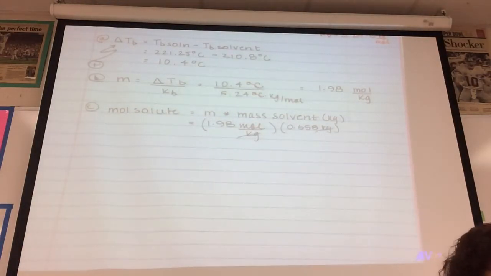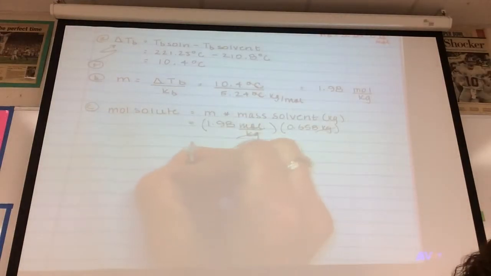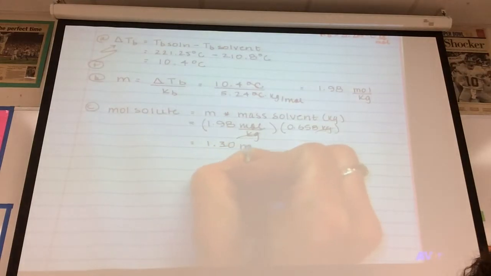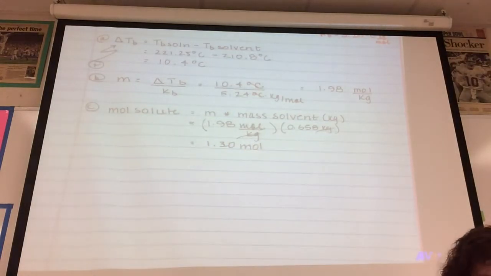Kilograms cancel. You have 1.98 times 0.658. And this is 1.30 moles of solute.